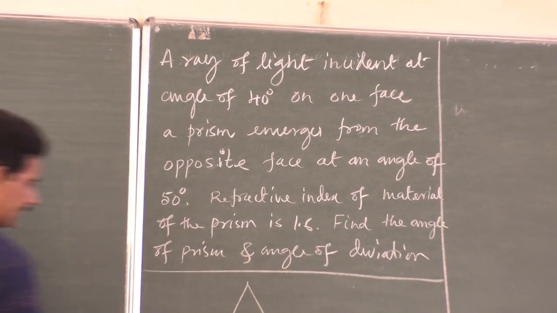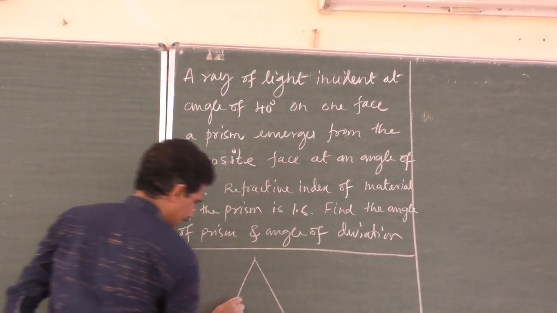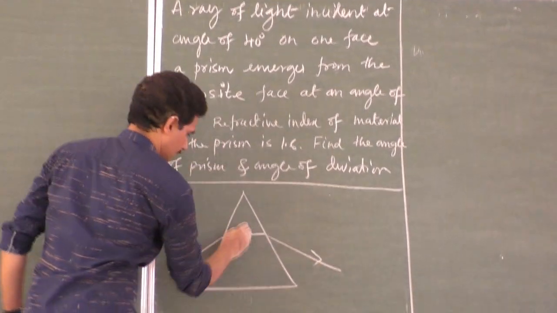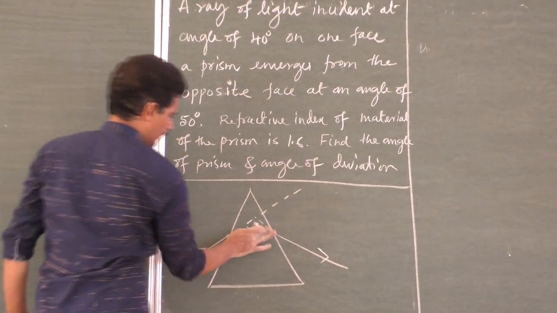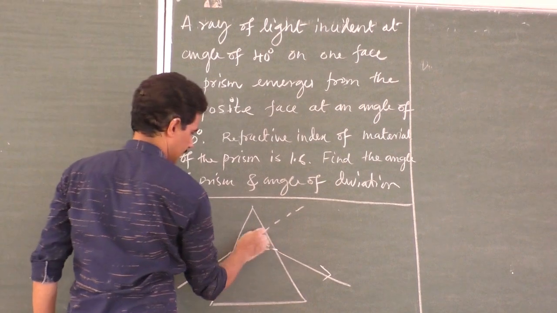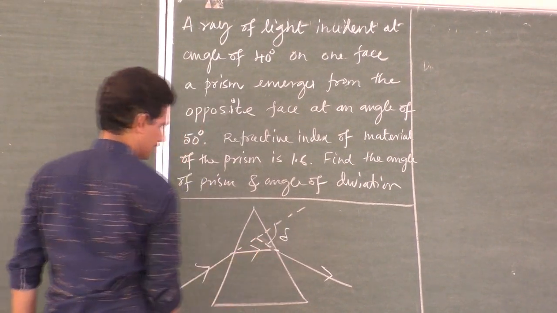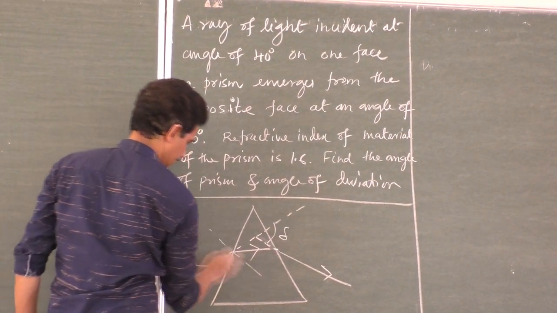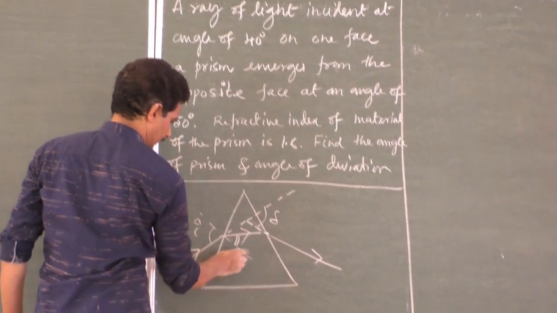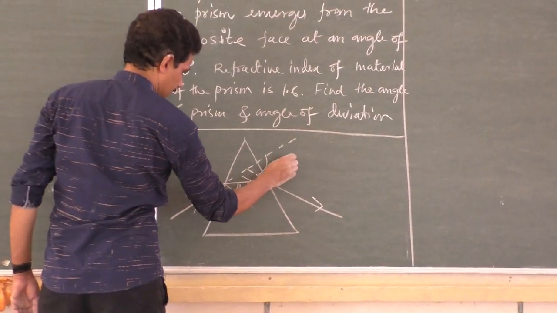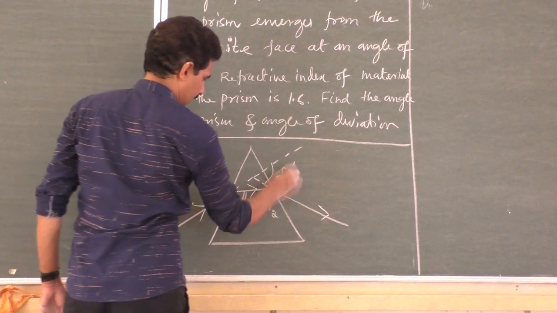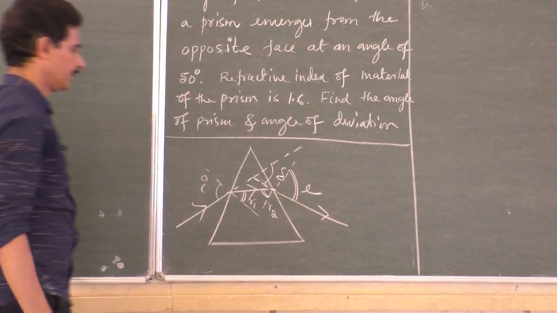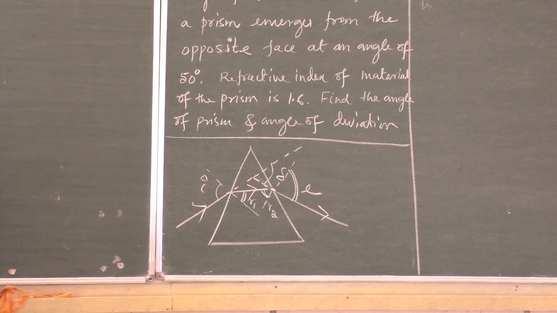A ray of light is incident, so that it will be a revision of what we have studied. This is the original direction, this is the final direction. Okay, it's like this. This is the angle of deviation, and here is the angle of incidence, angle of refraction 1. And remember, see the problem, whether it is a problem of minimum deviation or not.